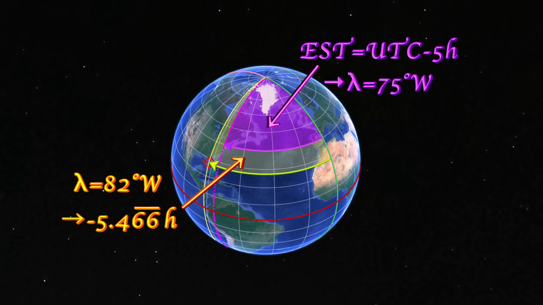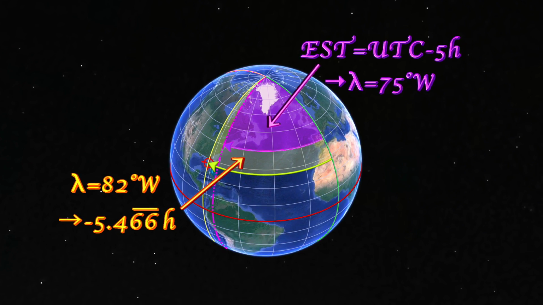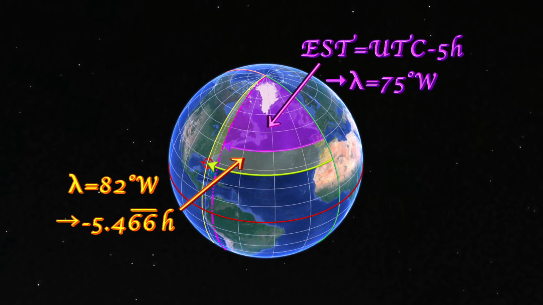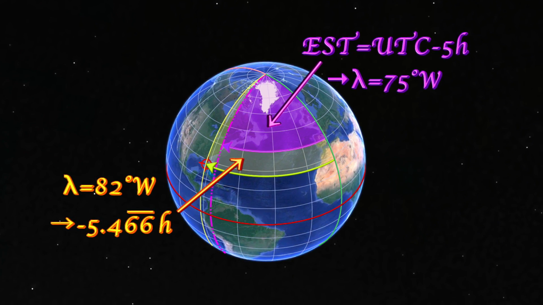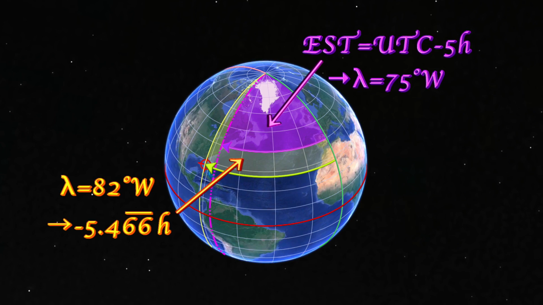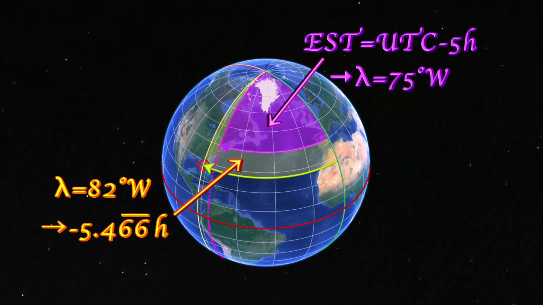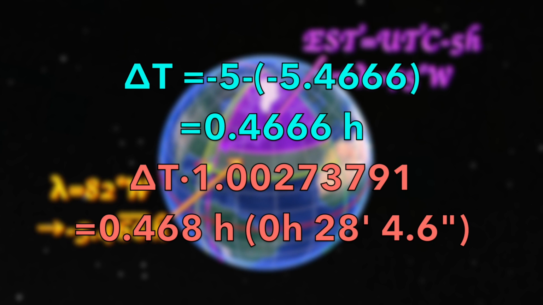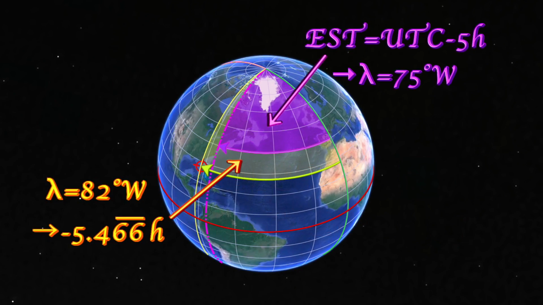For example, the Eastern Standard Time zone corresponds to -5 hours from UTC, which is equal to a longitude of 75 west. This means that if an observer at a longitude of 82 west, or -5.4666 hours, used the Eastern Standard Time to calculate their LMST, their calculation would be off by 0.468 hours, or about 28 minutes and 4.6 seconds.